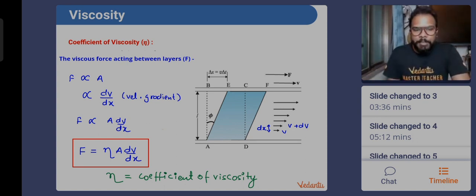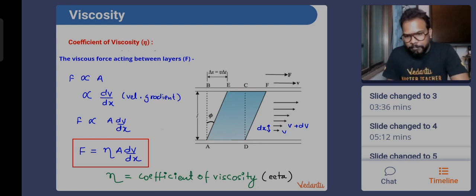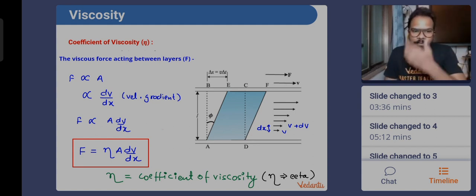Okay, how do we pronounce this symbol? This symbol is pronounced as eta. It's like writing n and elongating the length of one of its sides. So eta is what we call it, and this is what we call the coefficient of viscosity.